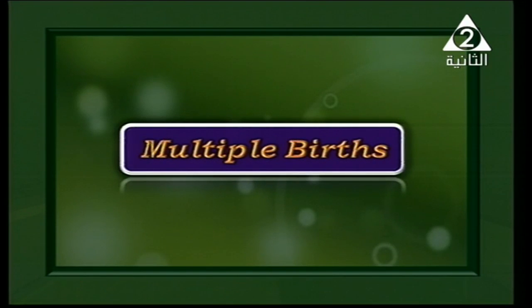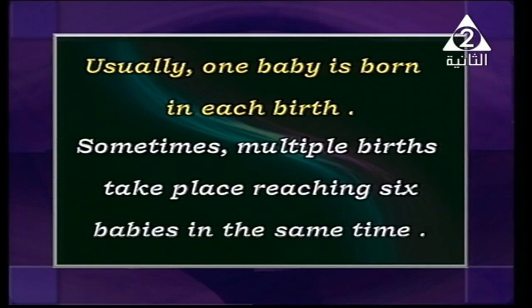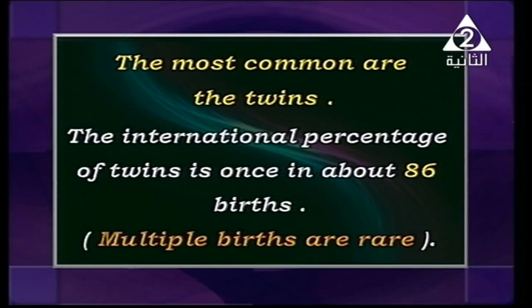We have also multiple births. What does it mean, multiple births here? Usually one baby is born in each birth, and sometimes multiple births take place, reaching 6 babies at the same time. Yes, that happens sometimes. The most common are the twins. The international percentage of twins is once in about 86 births. The multiple births are rare.